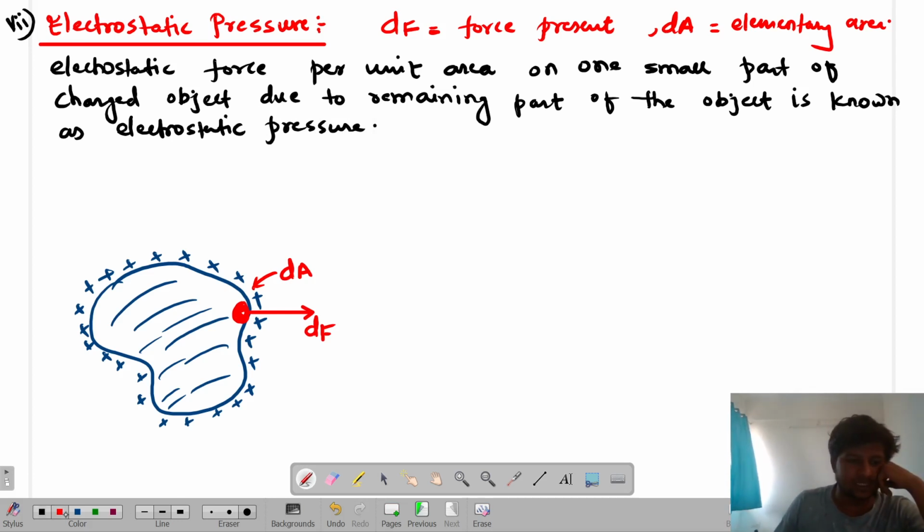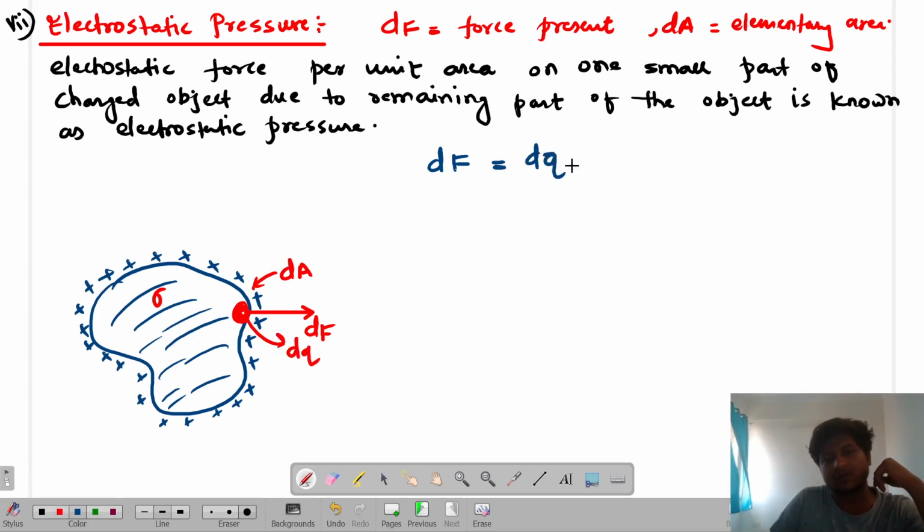So let's suppose the charge density of the object is sigma. Then we can write that this force means there is some force present on the body. So the force will be on this small area. This small area will have a small charge, isn't it? So this dF will be equal to dq into the electric field, since the electric field is always constant on the surface of this body. So dF is equal to dq into the electric field.